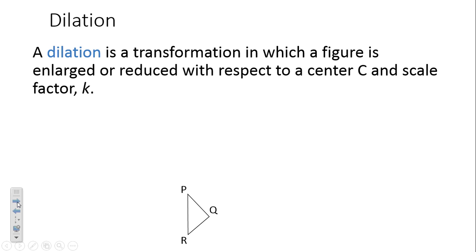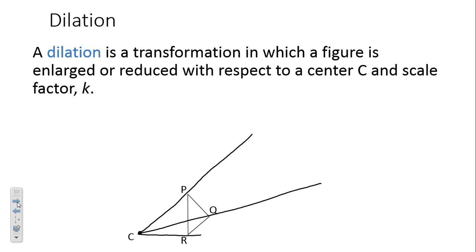So here's an example. I have a little triangle down here at the bottom. And I have a point C about which I'm going to dilate it. Okay? You've all done perspective drawing sometime in art class, right? With a vanishing point to make things look 3D. Same idea here. We're taking a set of lines that are coming out from C, and we're making the figure bigger or smaller based on those lines. Okay? If I go outside here, it's going to be bigger. If I stay within here, I can make it smaller.